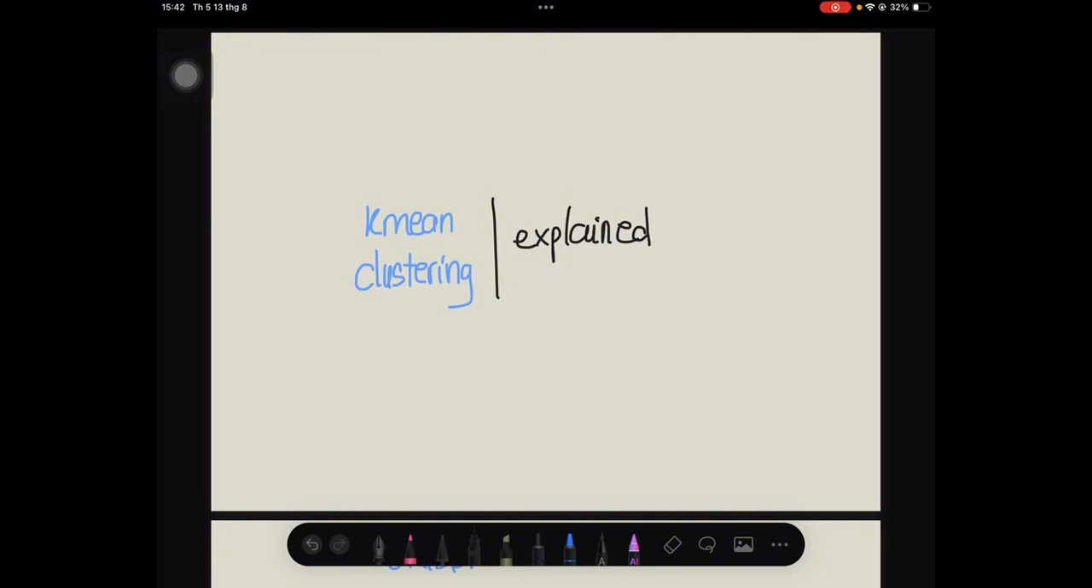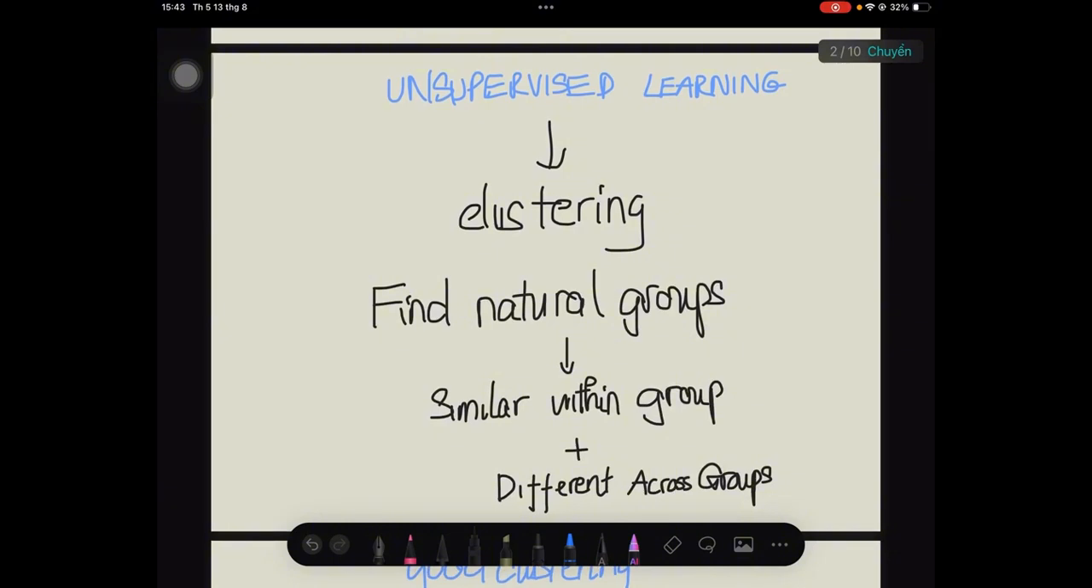Now here's the question. Can a machine learning algorithm discover groups of similar companies automatically? Yes, and that's exactly what clustering is designed to do. Unlike supervised learning, we are not telling the algorithm what the answer is. We are asking the algorithm to discover the structure hidden inside the data. So let's begin with a big idea.